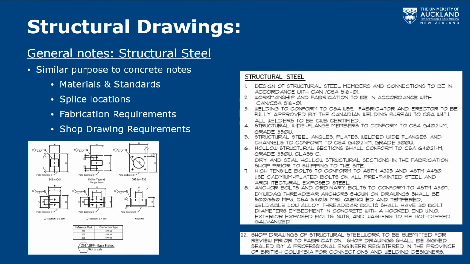This is material standards, some places where, because steel comes at finite lengths, we can splice it together, and where that's allowable, where it's not. Some fabrication requirements. As you can see, the shop drawing requirements are down at the bottom. It says, if you're going to have structural steel work, the design engineer has to sign off on the shop drawings before you can start putting that structural steel into the building. And just like with concrete, there will be some standard connections which will just be on the general note sheet.